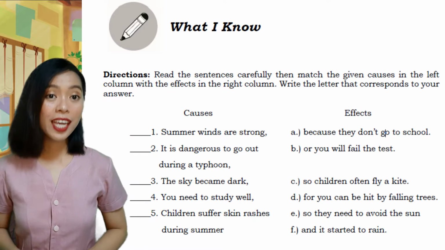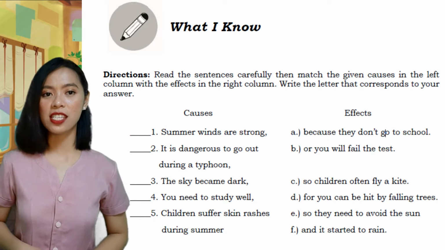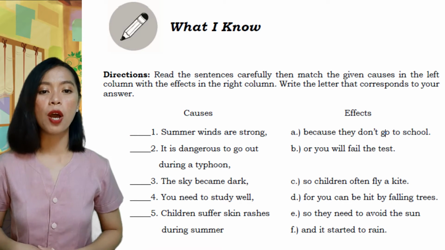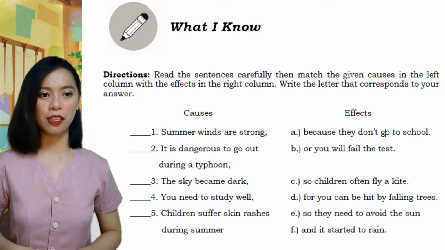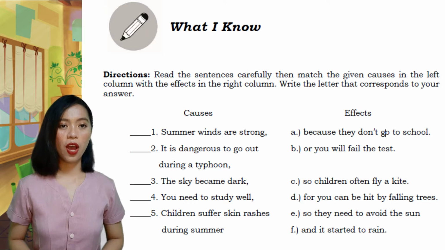Let us determine if you are ready with our lesson by answering the pre-test activity. I will give you 2 minutes to answer the questions. This can be found in What I Know of your SLM. Direction: read the sentences carefully, then match the given causes in the left column with the effects in the right column. Write the letter that corresponds to your answer.